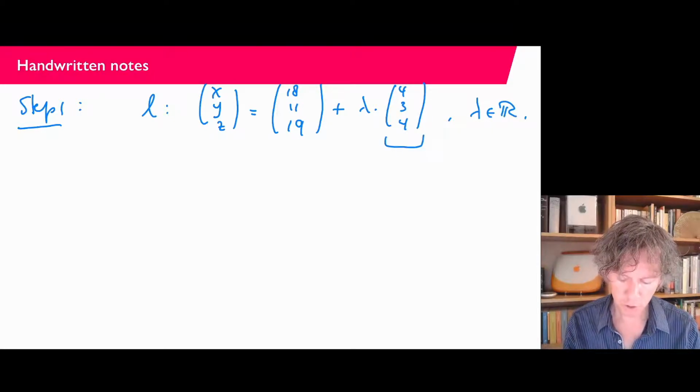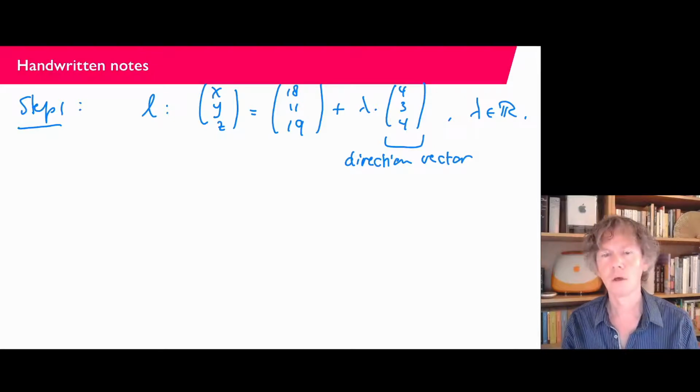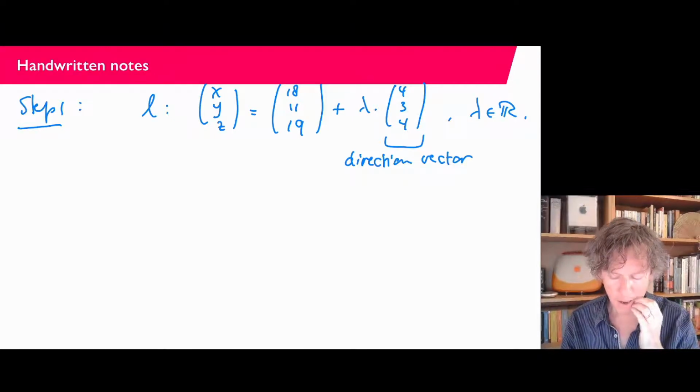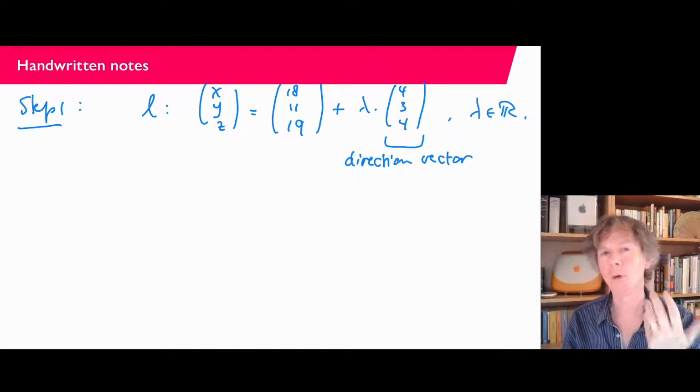So this here is now the direction vector. If lambda is 0, we're precisely in the point P, and otherwise we're traveling along the line L for different values of lambda. By construction, L is orthogonal to the plane.